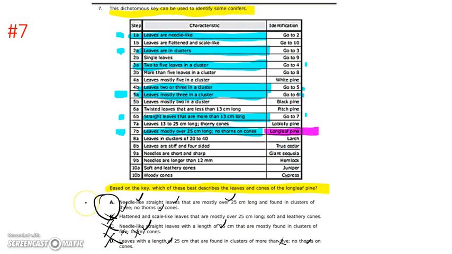Our answer is A, because we have needle-like straight leaves, which was up here. We have mostly over 25 centimeters long, which is here. And found in clusters of 3, which is here. And no thorns on the cones, which is here. So that's going to be our answer to this question.